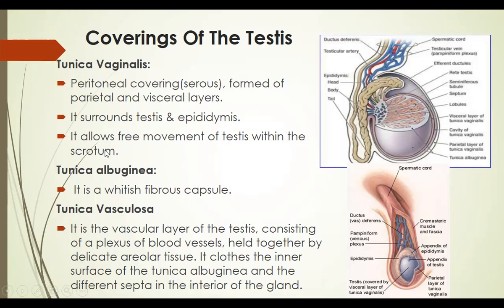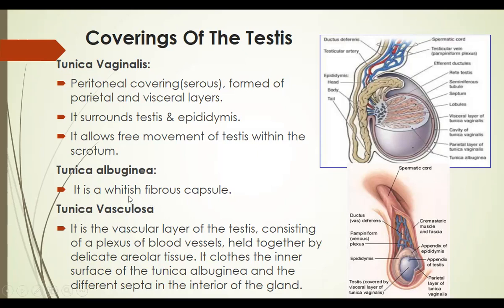Now coming to the next layer, that is called the tunica albuginea. Albuginea means whitish, so it is a whitish fibrous tissue. If you see here, this covering deep to the visceral layer of the tunica vaginalis, you can see the next layer, that is the tunica albuginea. This is the tunica albuginea, a whitish fibrous capsule.